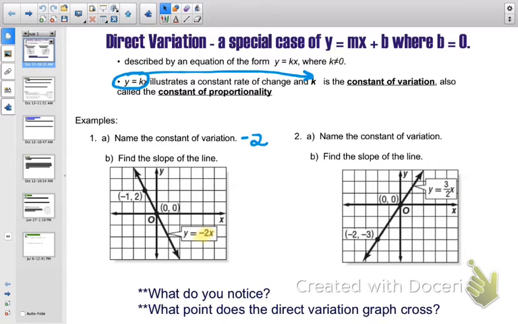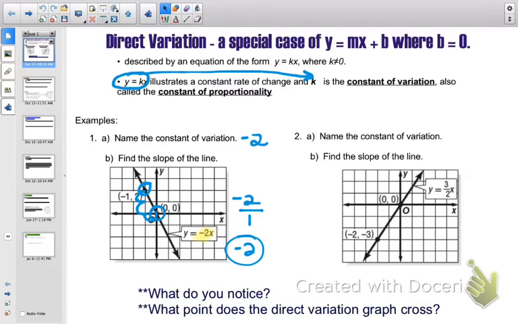Now let's look at part b, find the slope of the line. We have to find rise over run. So from that first point that we see on the left to this point, we calculate rise over run. The rise is negative 2 because we're going down 2, and then the run is 1. When we simplify that fraction, we get negative 2, and if you notice, that's the same as the constant of variation.